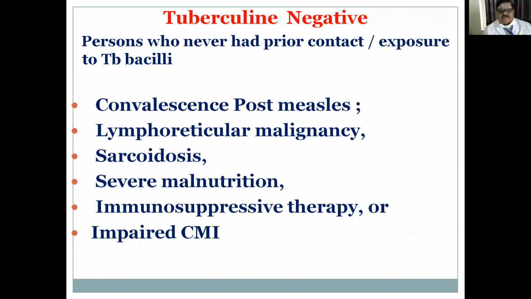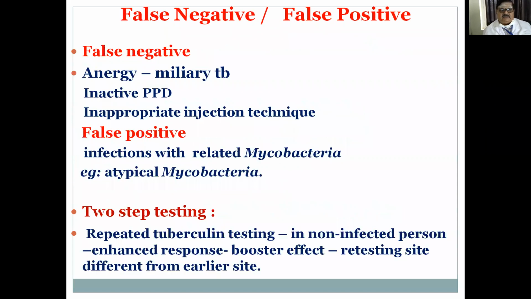Okay, so Hodgkin's. So certain diseases of the lymphoreticular system, sarcoidosis, severe malnutrition, and immunosuppressive therapy. Might be using immunosuppressive drugs, maybe herpetic keratitis, or impaired cell-mediated immunity, maybe AIDS. So these are the conditions. Coming to false negative and false positive.